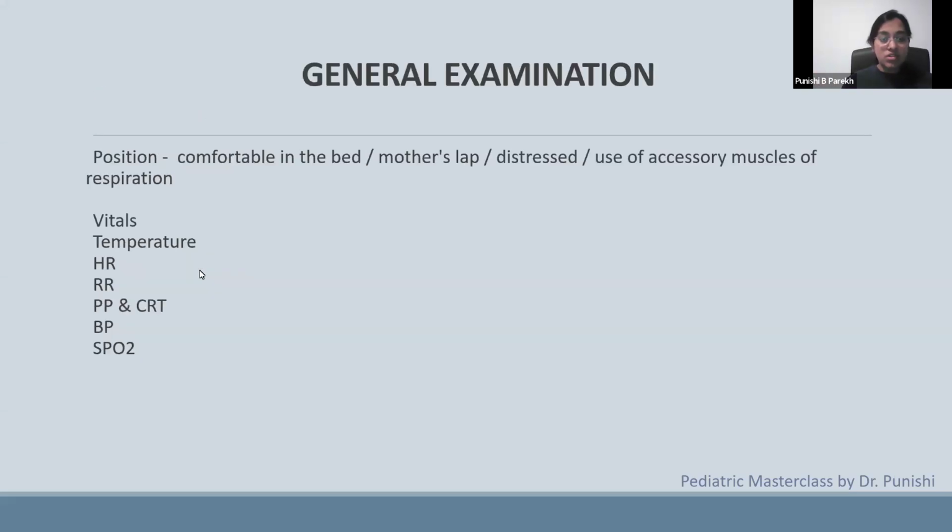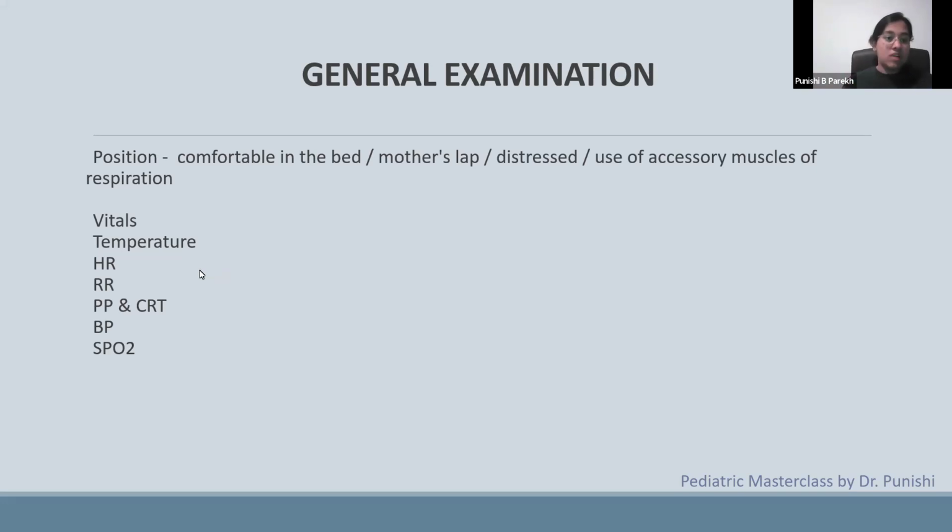So general examination, first important point is position, whether the child is comfortably lying in the bed or the mother's lap, or the child is distressed. There is use of accessory muscles of respiration like flaring of the ala nasi, or use of the sternocleidomastoid muscles, intercostal muscles. All of this will tell you how severe the distress is and will give you an idea as to how sick the patient is. Next important, like any other case, is vitals.